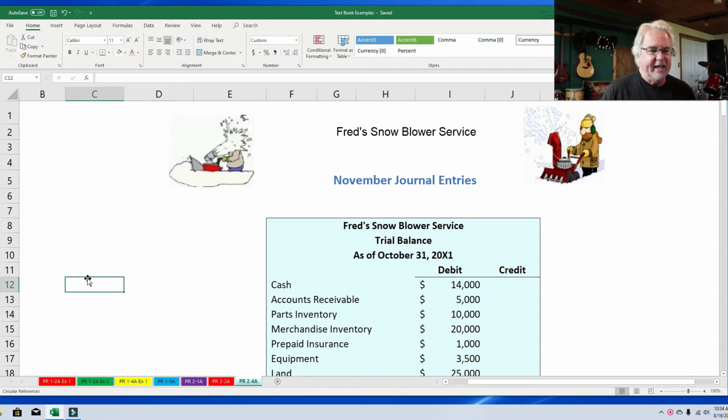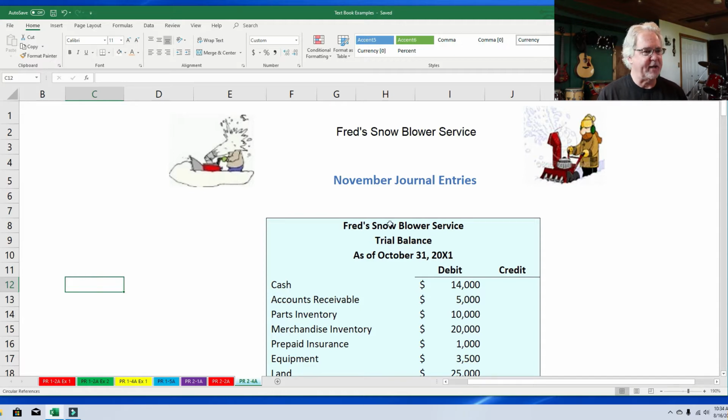Today's lesson is Principles of Accounting, Beginning Accounting, probably your second week of accounting. And we're going to study journal entries and posting. Now, the thing that makes this lesson a little bit different is that Fred's snowblower service has been in operation for a while. Always in the past, Fred was just starting his business. Well, Fred has been operating his business for several months and is doing very well.